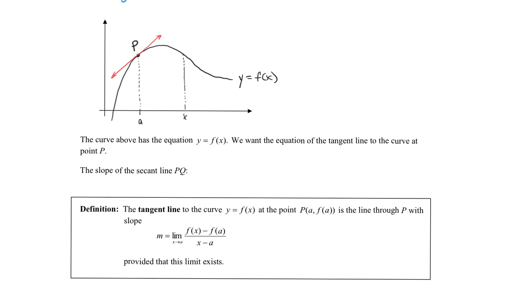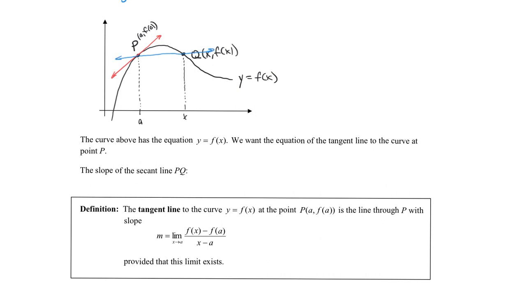So we can't use our formula for the slope of a line through 2 points because we just have 1 point. So what we're going to do is take this point P, which would be the point A, f of A. That would be point P. And we're going to find another point. We're going to come over here to this point x and come up with this point Q. Point Q would be the point x, f of x. And then we could find the equation of this secant line.